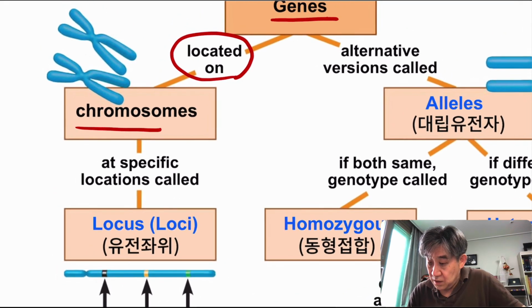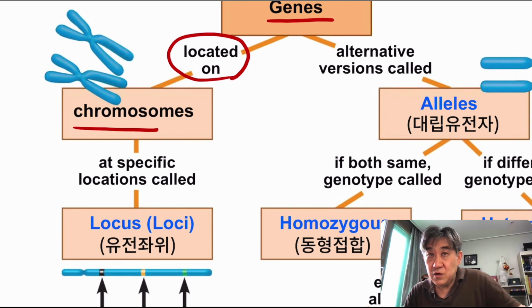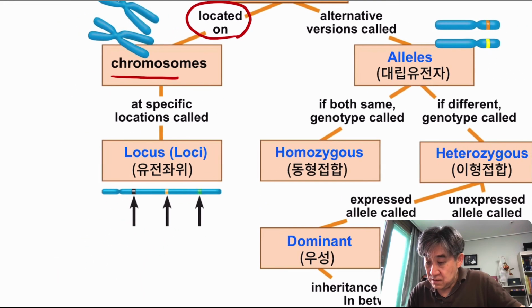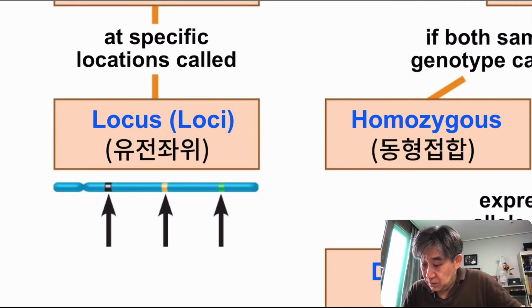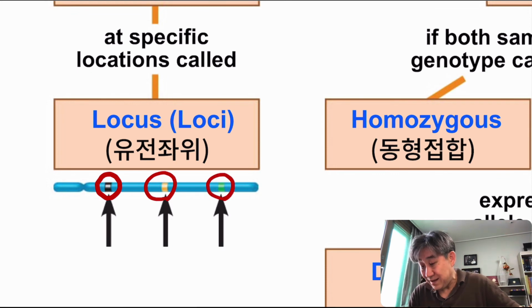And since genes are on chromosomes, we also know that not every location of the chromosome is occupied by genes. So for example, on this chromosome here, this is one such location of one gene, and another location, and another gene's location, like that. And each of these locations of a gene on the chromosome is called a locus.